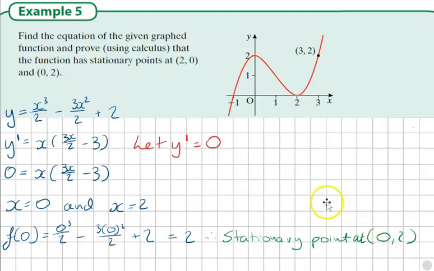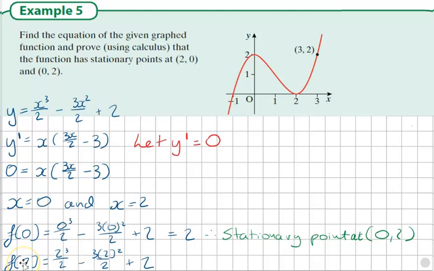So we let the x be 0, and we got an output of 2, so we got a y value of 2, so that's where the 0, 2 comes from. So that's one of our stationary points. So now we're going to do the same thing, but this time we're going to sub in 2, x is equal to 2, into the original function.